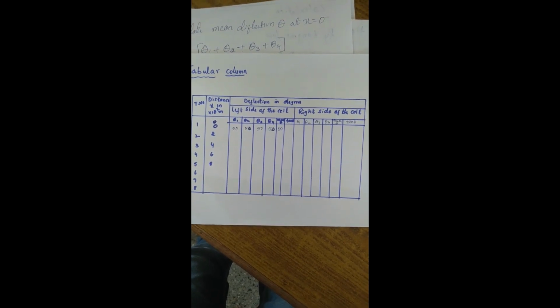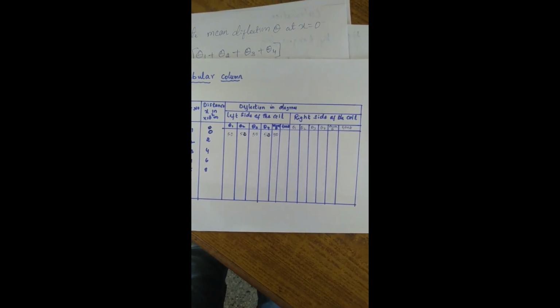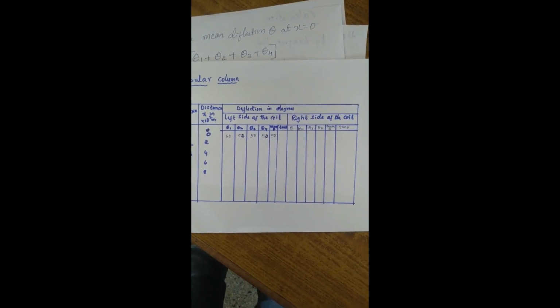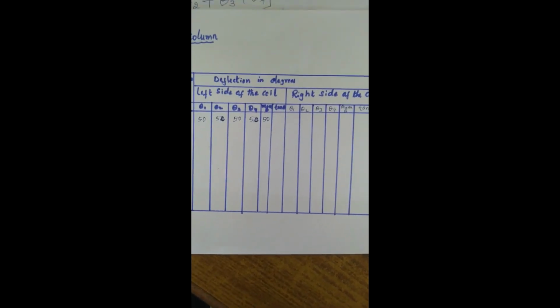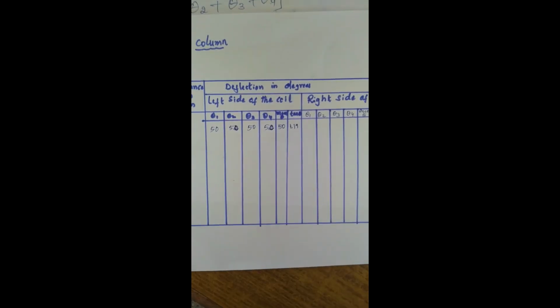Mean theta at x is equal to 0. So that is theta is equal to theta 1 plus theta 2 plus theta 3 plus theta 4 whole divided by 4. This gives mean deflection at x is equal to 0. Here we consider theta 1, theta 2, theta 3, theta 4 all are 50 degree. Then mean theta will become 50 degree. Then we can calculate tan 50 degree is equal to 1.19.